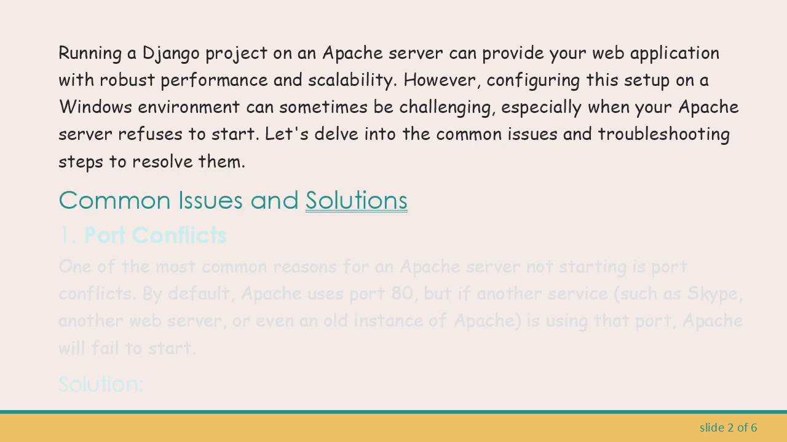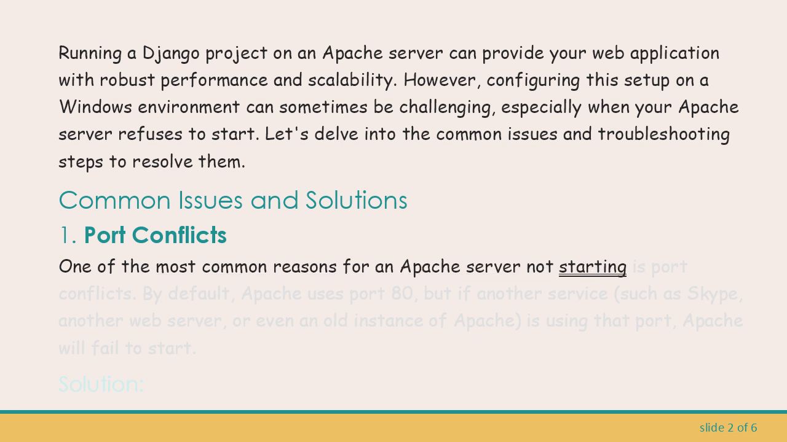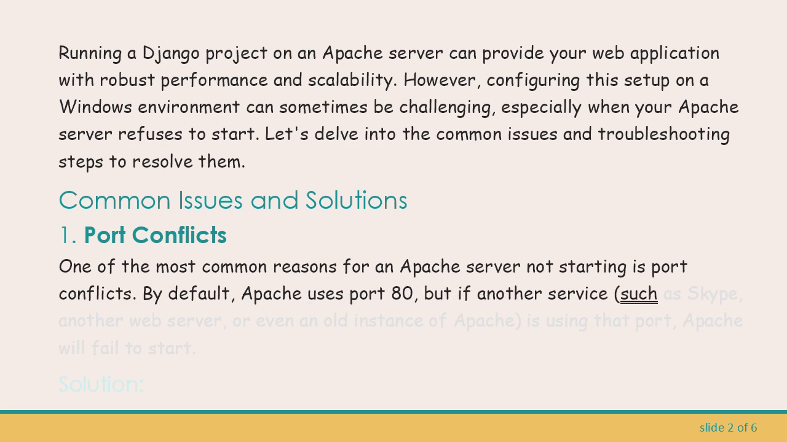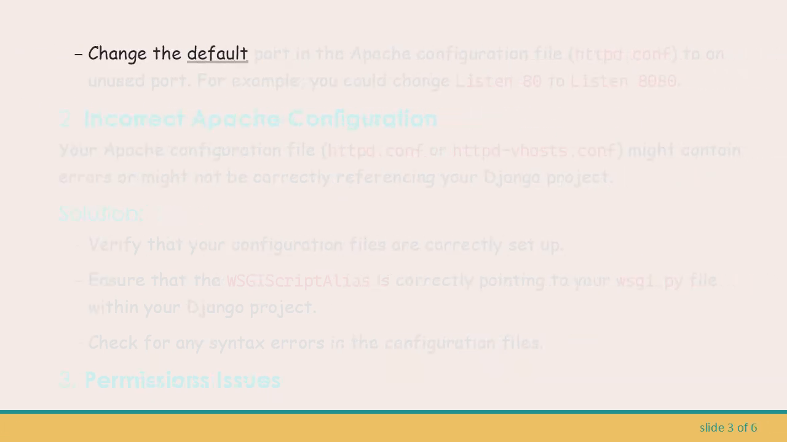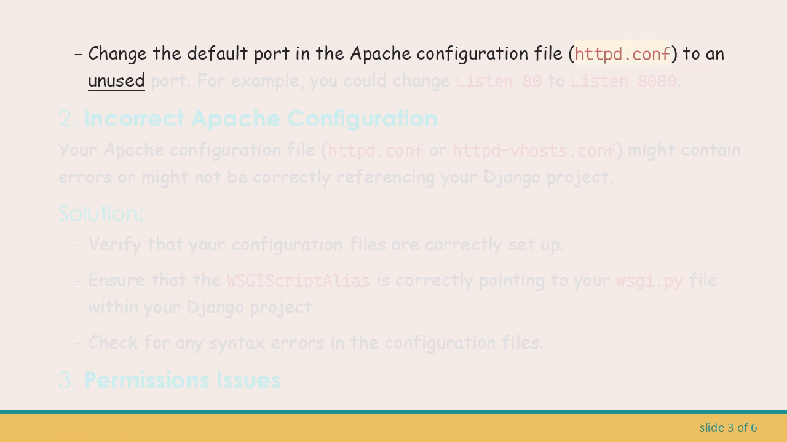Common issues and solutions. 1. Port conflicts. One of the most common reasons for an Apache server not starting is port conflicts. By default, Apache uses port 80, but if another service, such as Skype, another web server, or even an old instance of Apache, is using that port, Apache will fail to start. Solution: change the default port in the Apache configuration file, httpd.conf, to an unused port. For example, you could change Listen 80 to Listen 8080.